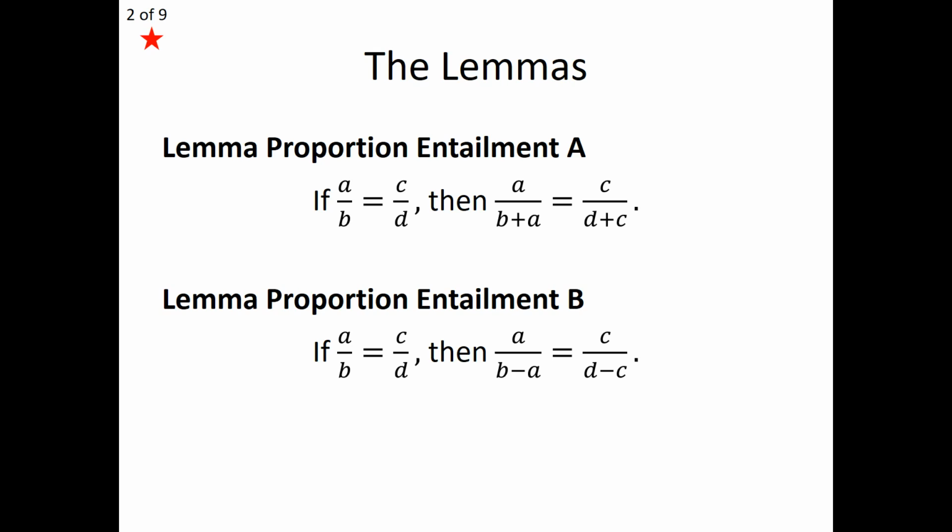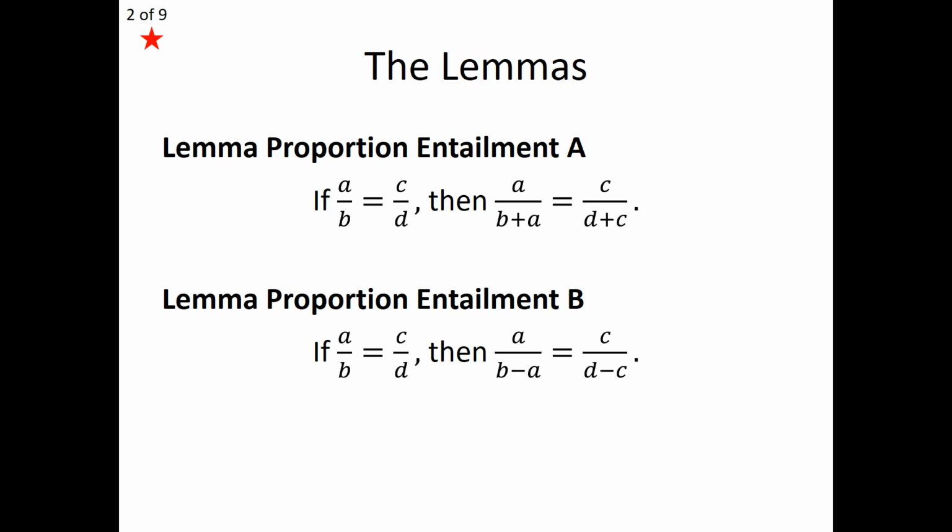So notice that I'm transforming the proportion. I'm taking A, the numerator value, and adding it to its denominator B, so I have now the ratio A to B plus A. I'm doing the same thing on the right-hand side, taking C and adding it to its denominator D, so I have the ratio of C to D plus C. Now it does change the ratio value, however the proportion still remains true. And we're actually going to see the use of this proportion entailment A in our proofs today.